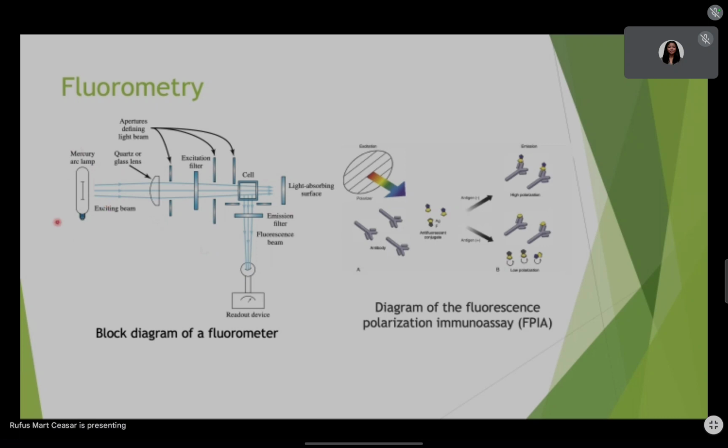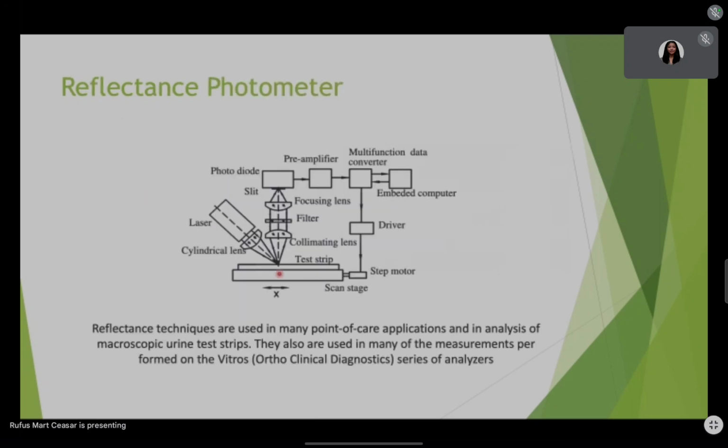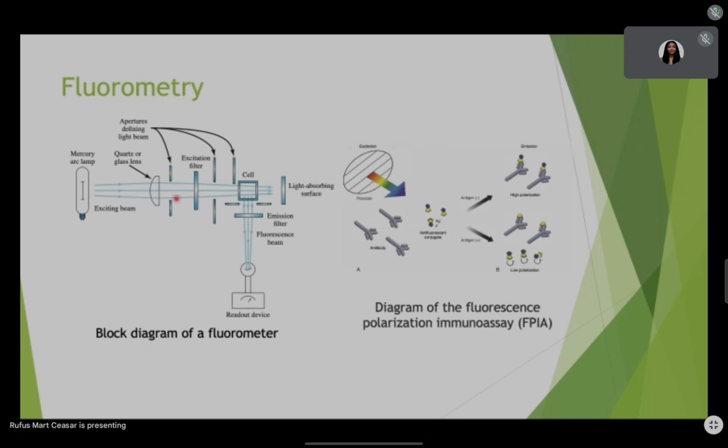So ito mercury arc lamp, ito yung exciting beam. Ito katulad nung similar kanina, nagko-collect lang to ng light. Para siyang collimating lens, glass lens. Tapos may apertures din. Define niya yung intensity ng light beam na makokolekta natin. Tapos meron tayong excitation filter. Siya yung nagfa-filter ng kung anong wavelength ang isi-select natin. Tapos meron tayong sample cell, tapos dito may filter ulit, emission filter.